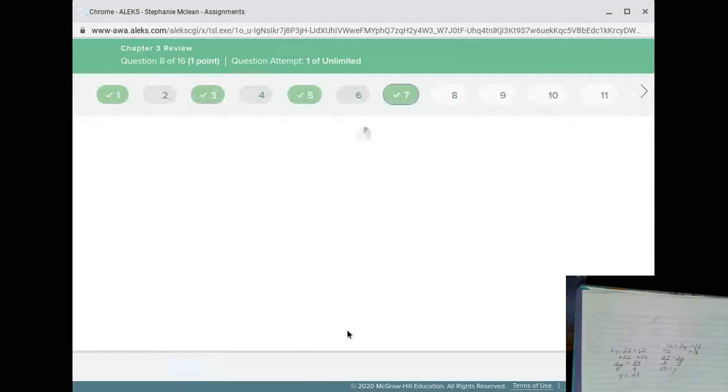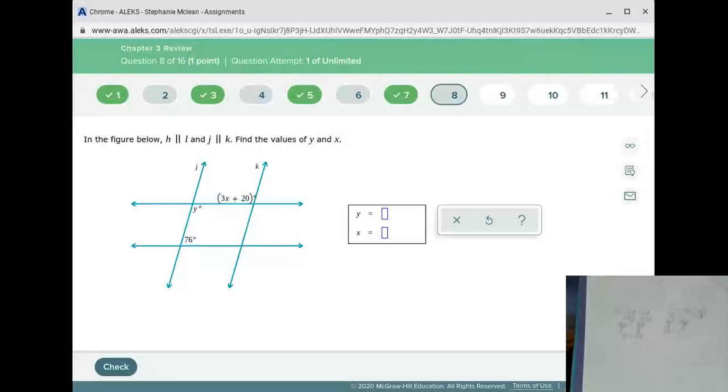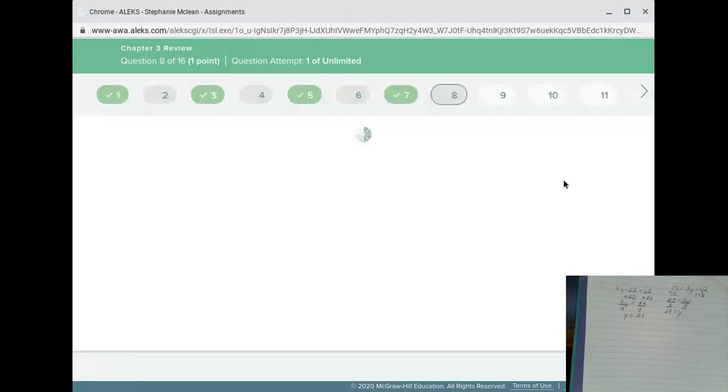All right, moving on to the next one. This is very similar, same kind of setup. So I'm not going to do this one. I'm going to leave that for you guys to do.